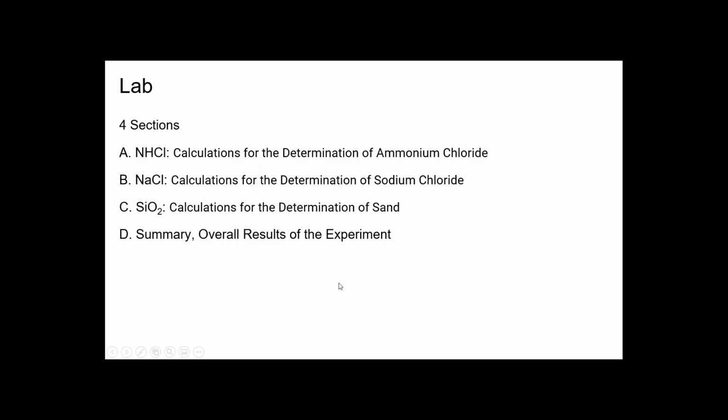You have 4 sections to it. The first one is determination of ammonium chloride. Second is determination of salt. Third one is determination of sand. And then your overall results, putting them together.